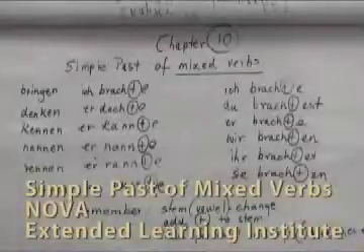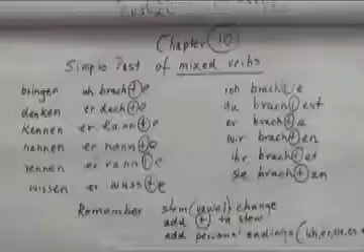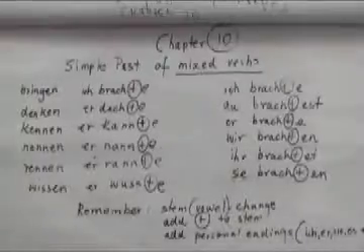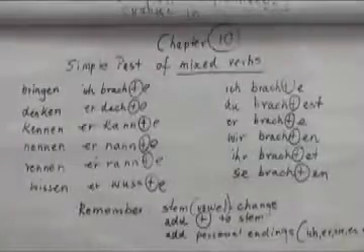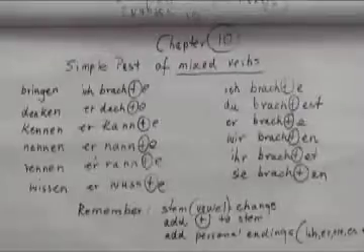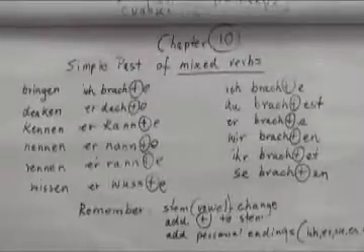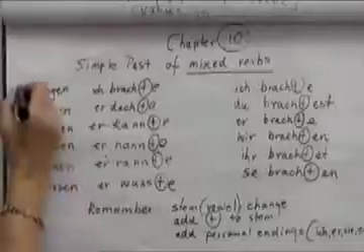Chapter 10. Let's look at the simple past of mixed verbs. I call them mixed up because they can't make up their mind whether they are regular or irregular, so they do a little bit of both. And you probably recognize this group.